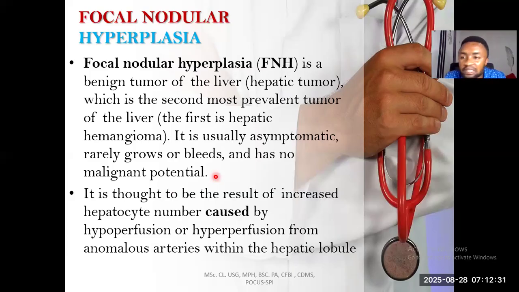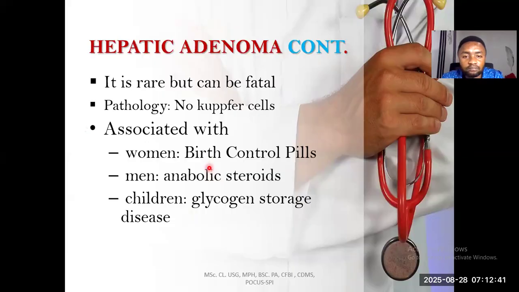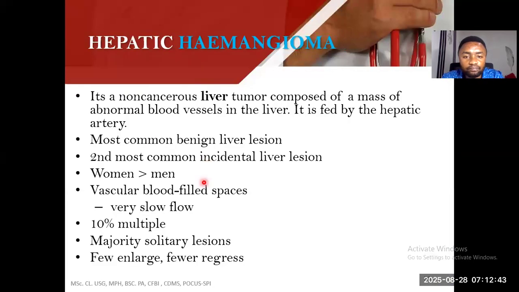Asymptomatic, it wouldn't give you any symptoms. So it is also detected incidentally. Let me go back and check something for you. Second most common incidental liver lesion, that is what? Hepatic hemangioma. But when you go to focal nodular hyperplasia, it is the first most common incidental liver lesion. But when we say the commonest benign lesion, that is hepatic hemangioma.